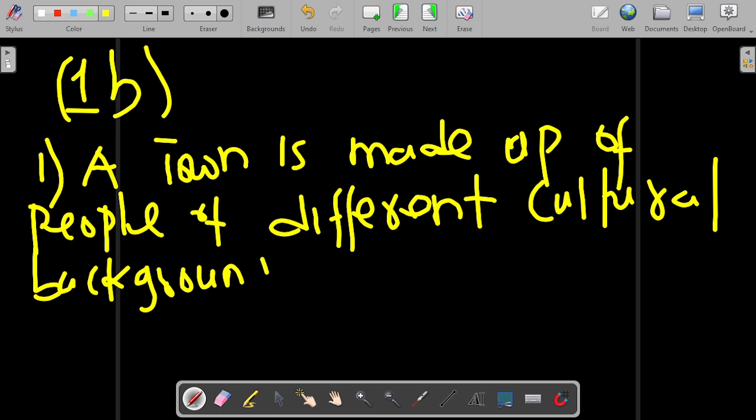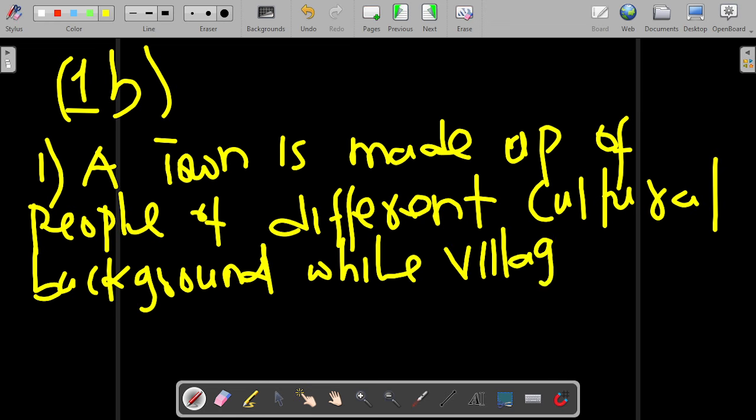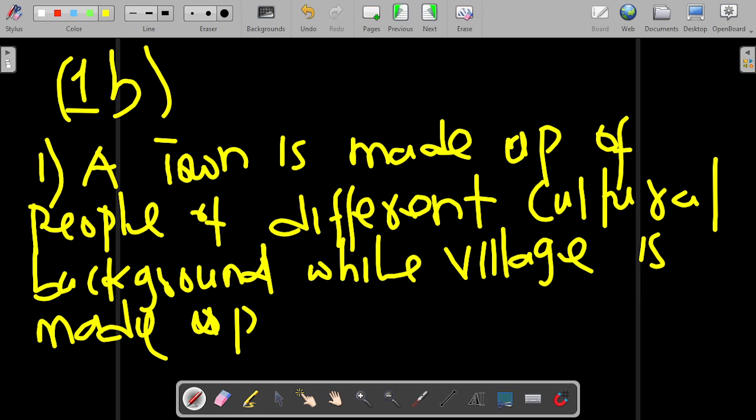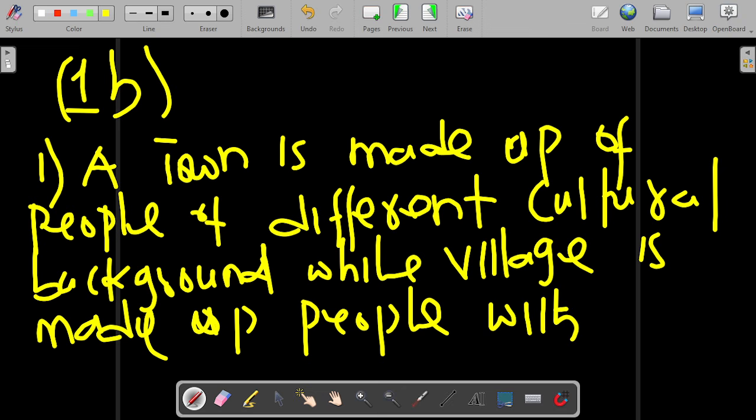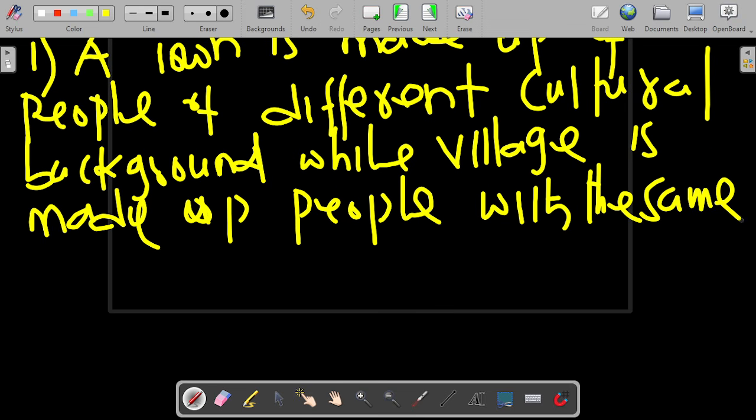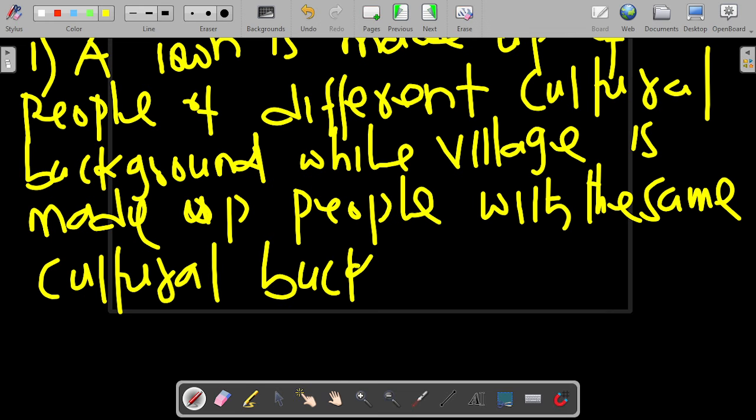or you can put it in tabular form if you want. While a village is made up of people with the same cultural background. That is one difference. We are asked to state 4.